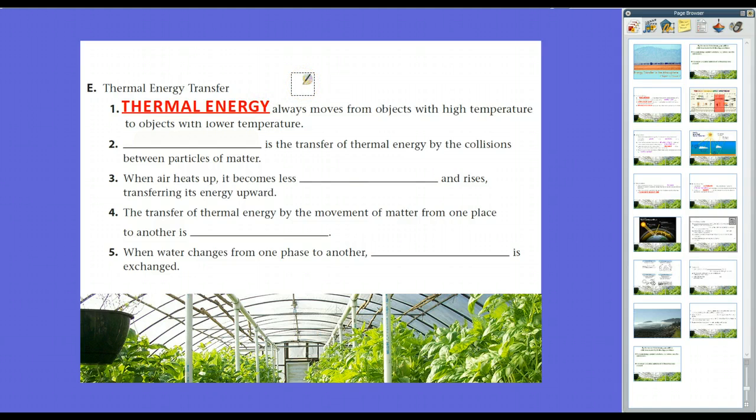Thermal energy always moves from objects with high temperature to lower. If you put a hot object in a refrigerator, it won't get cold as much as the refrigerator will actually get warmer, because the heat moves from higher to lower.